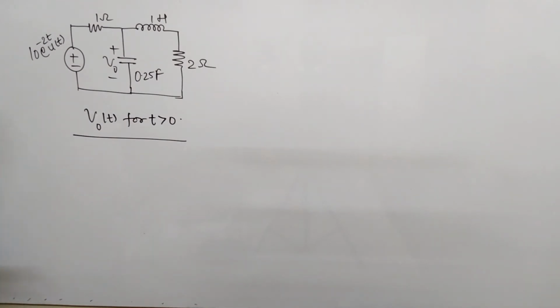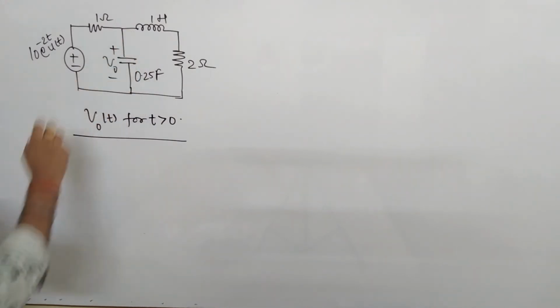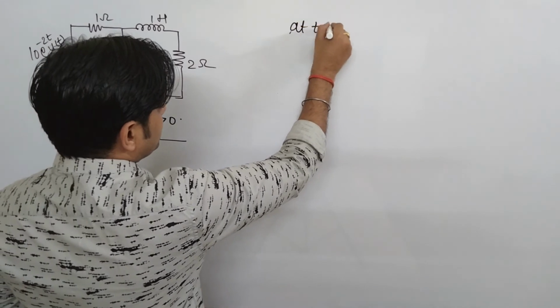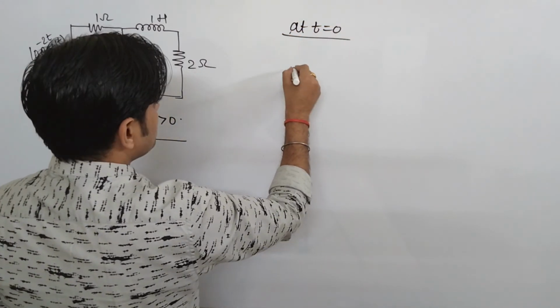So this is our next problem, friends, in which you have to find v naught t for t greater than 0. Now this is another type of problem, and we have to find the value of v naught t. As I told you, it is for ut, that means initially your inductor and capacitor both are unenergized. So we will directly draw the circuit at t equal to 0 just to find the values.